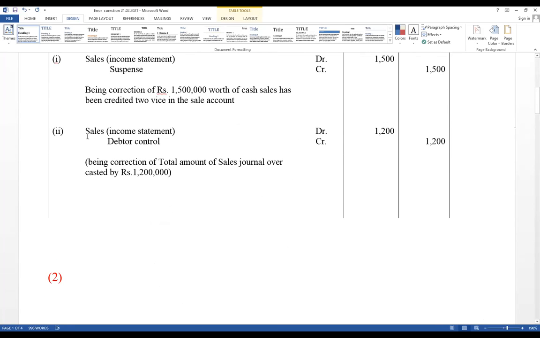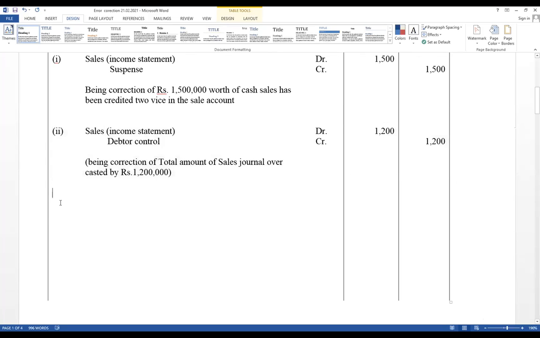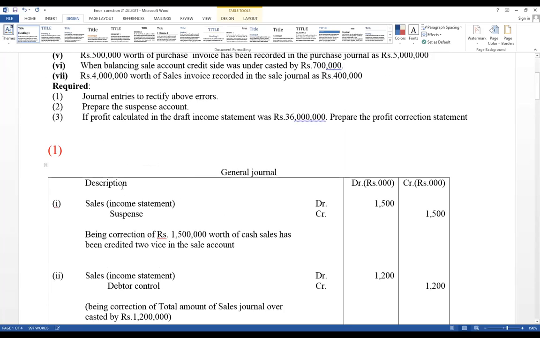Think about the third error. First, think about the double entry for correction of errors. Then think what the effect is on the suspense account. Then think how to record it in the profit correction statement, which is affected if errors occur in the income or expense accounts. Let's see the third one.